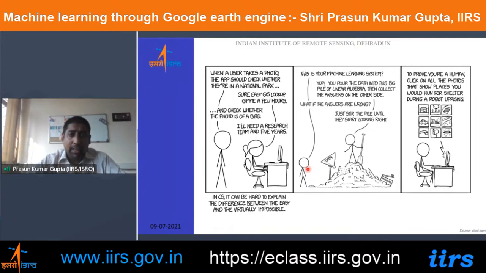But as this XKCD image says, sometimes a lot of things get unnecessarily complicated. There are two characters talking. One says, I just want to find out whether in a given photograph there is a bird or not. And this lady says that will need a research team and at least 5 years of work.